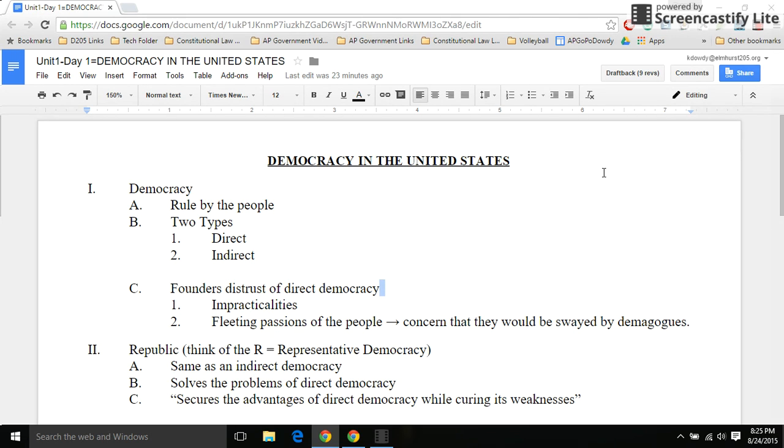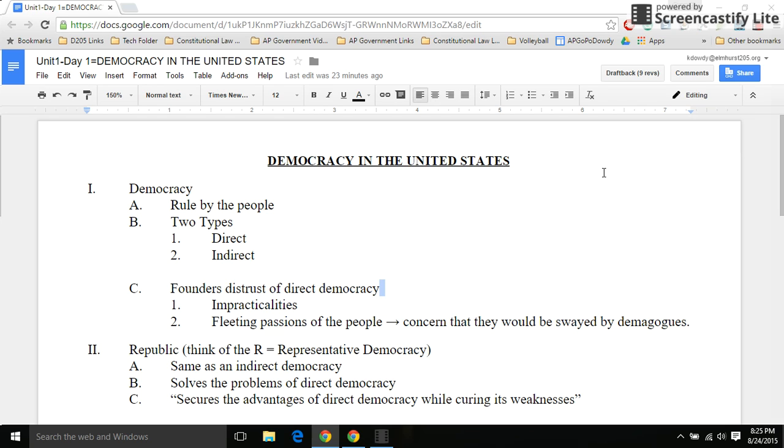But anyways, in our country, in our political system, we have a democracy, which means rule by the people. We make decisions in regards to who represents us, and that is unique to our country and our political system.